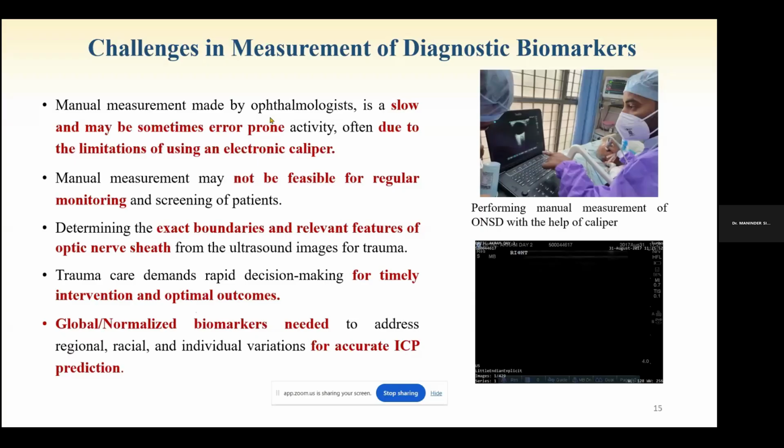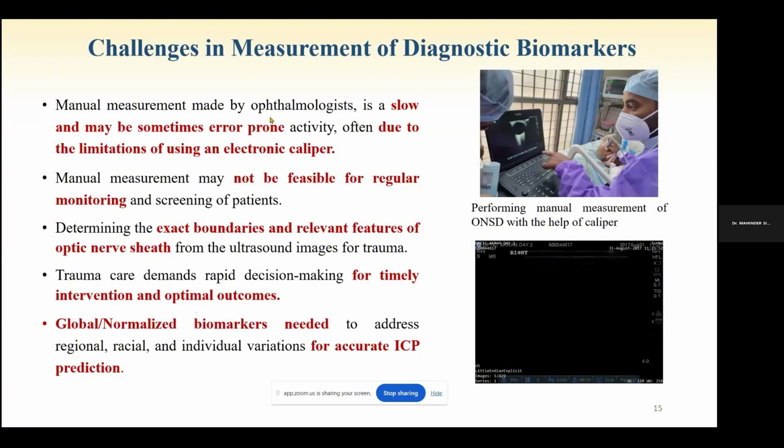Moreover, with the capturing of the image, we need to determine the exact boundaries, and that can be obtained when we get the relevant features from the optic nerve sheath diameter. And the biomarkers which are there, we can't say they are normalized or globalized, because if you study the literature, this ONSD and ETD vary very much among the patients, and the correlation with ICP needs to be developed.